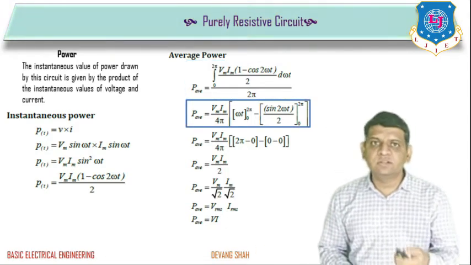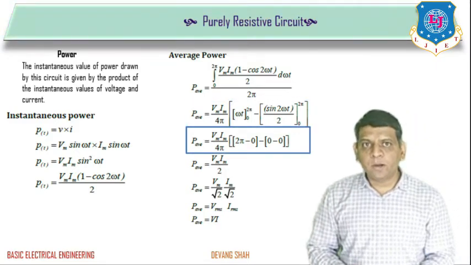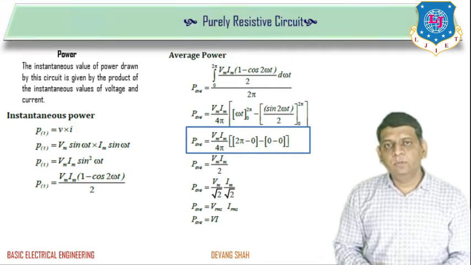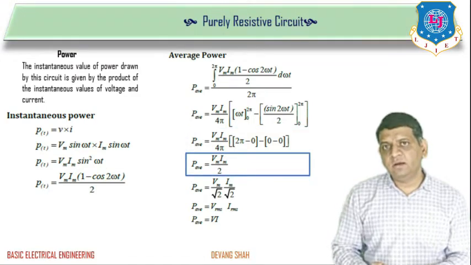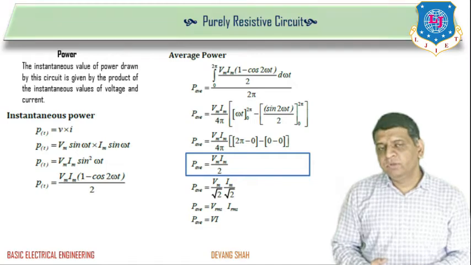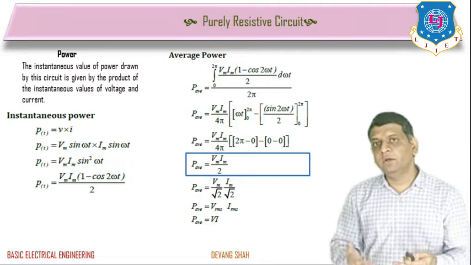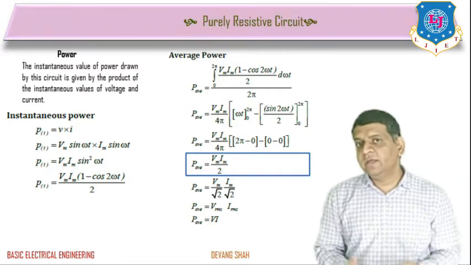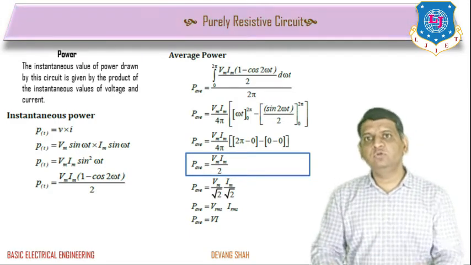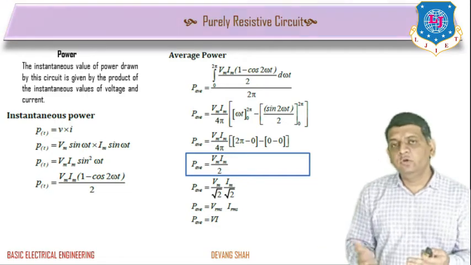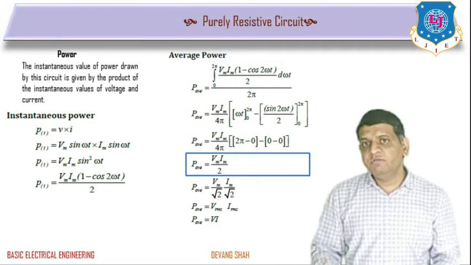Once you take the integration of this complete term, you can find P average is equal to Vm Im divided by 4 pi in bracket (2 pi minus 0) minus in bracket (0 minus 0). So once you solve this equation, you will get P average is equal to Vm Im by 2, and further you expand this equation, P average is equal to Vm by root 2 into Im by root 2. Now what is Vm by root 2 and Im by root 2? They are nothing but the RMS values of AC voltage and AC current. So finally you will get P average is nothing but VRMS into IRMS. So it's nothing but V into I.